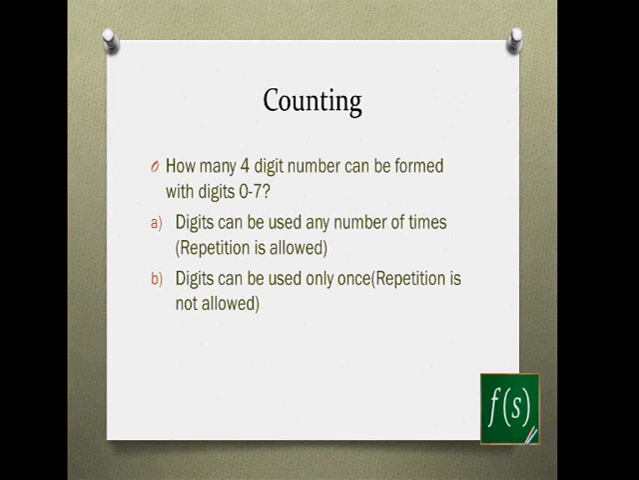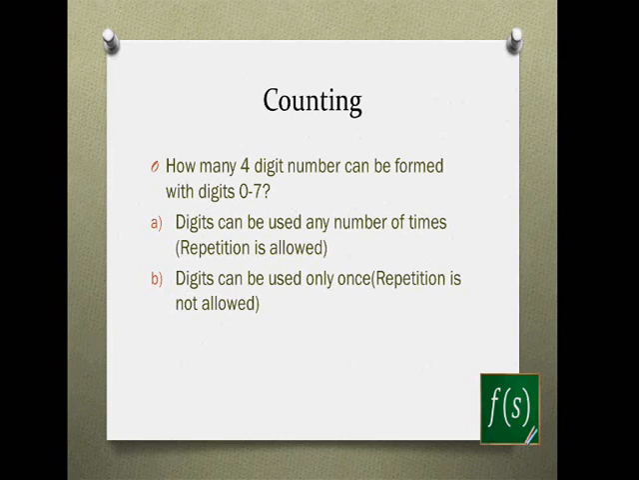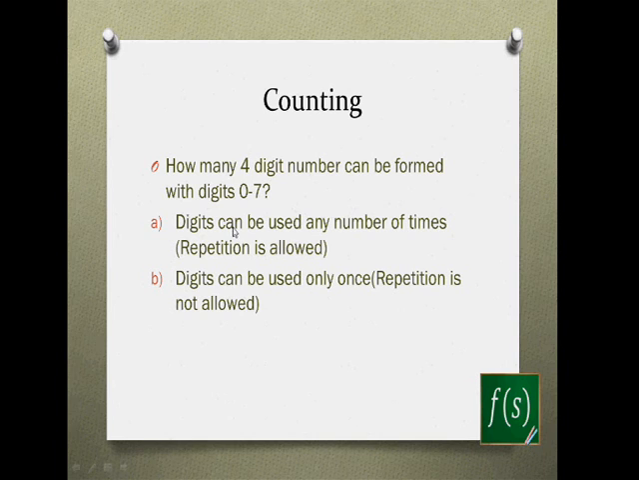And again, this can be divided into two parts. First, when you can repeat the digits, and second, when the repetition is not allowed. What this means is that in the first case, a possible 4-digit number can be 1, 1, 2, 3. Here I have used 1 twice, but this is allowed here. Repetition is allowed. Whereas in case B, you cannot use the same digit twice. So 1, 1, 2, 3 is not a valid combination here.